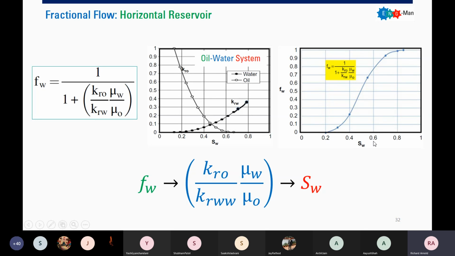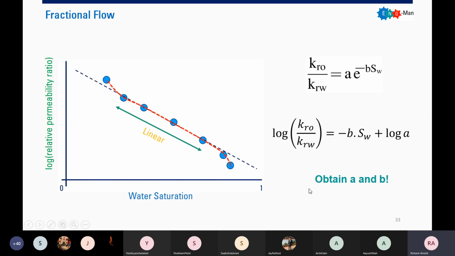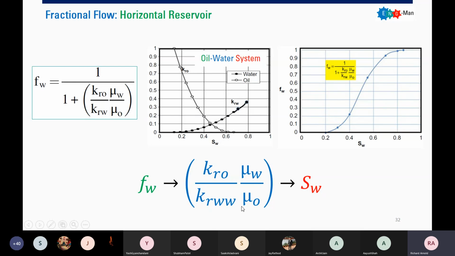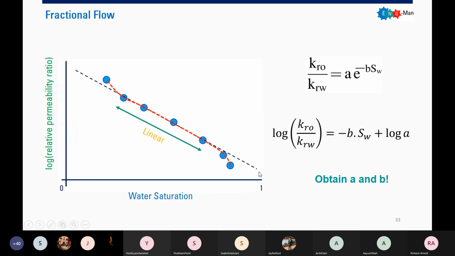So now you can get the sense. You can estimate your water saturation by knowing first your water cut or your fractional flow. All right, this is the conclusion. So FW, you go to relative permeability or mobility ratio, and it will give you your water saturation. But that's not the end of the story. Okay, we need to actually calculate this one. And this is how we can actually get the true relationship.